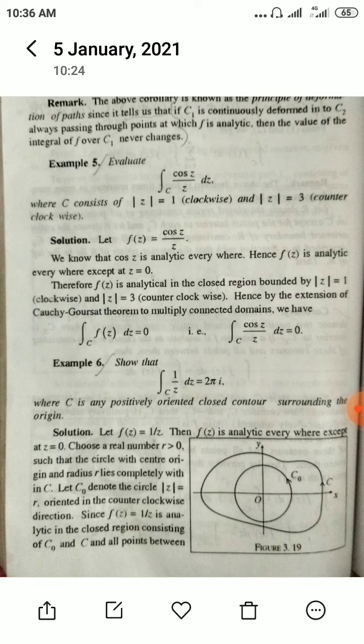Okay. Second one, show that integral over c 1 by z dz is equal to 2 pi i.